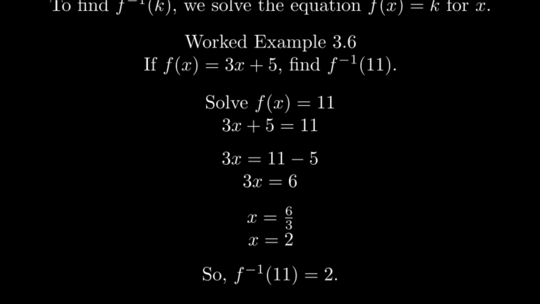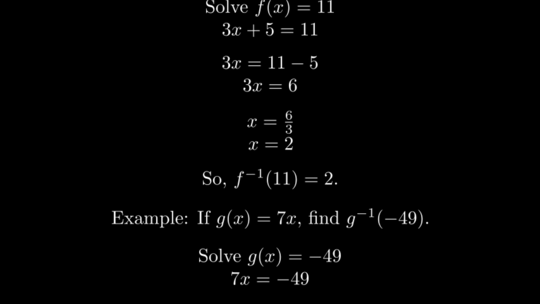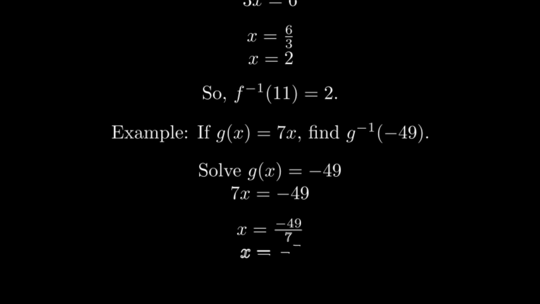Let's do one more to solidify the concept. Let's say we have g of x equals 7x. We want to find g inverse of negative 49. What's our equation? Take a moment to set it up. We set g of x equal to negative 49, which gives us the equation 7x equals negative 49. Dividing both sides by 7, we get x equals negative 7. So g inverse of negative 49 is negative 7. As you can see, the process is very straightforward. To find the value of an inverse at a point, you set the original function equal to that point and solve for the input.